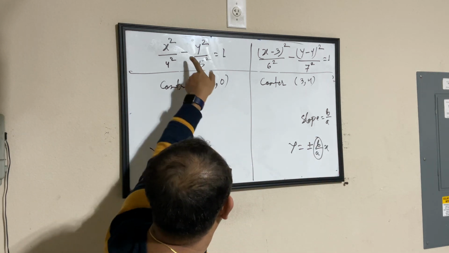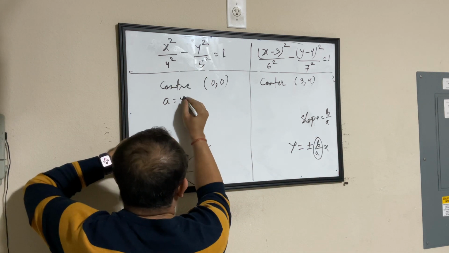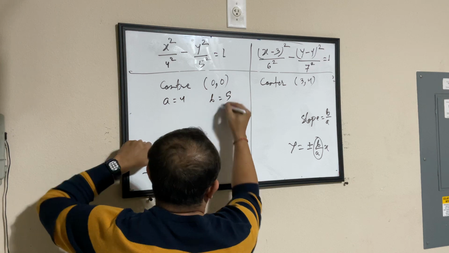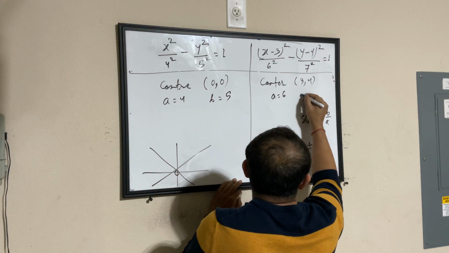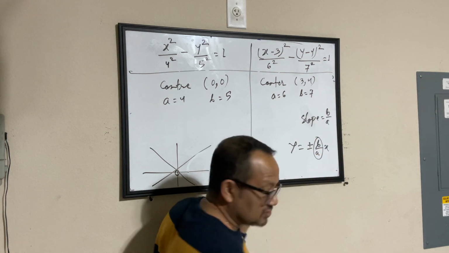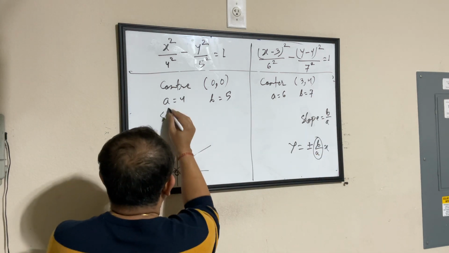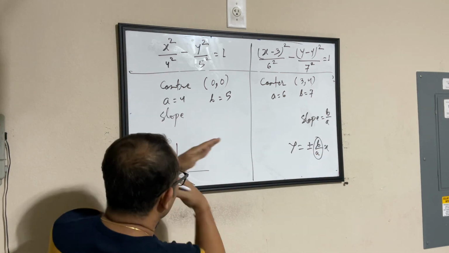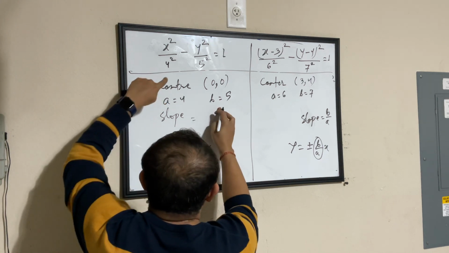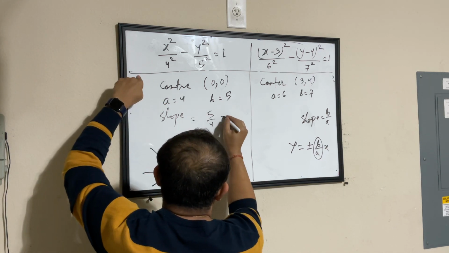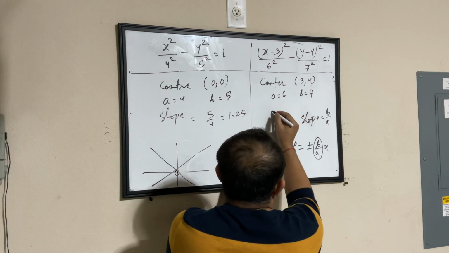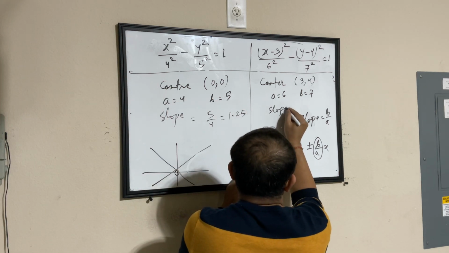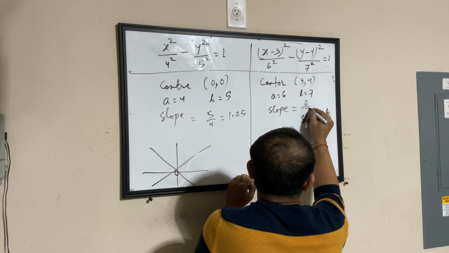So now from this one, what is a? A is 4. What is b? That is 5. Here what is a? A is 6. What is b? B is 7. So here my slope of the asymptote is b by a, which is 5 by 4 or 1.25, whatever you call it. And here my slope of the asymptote is 7 by 6.